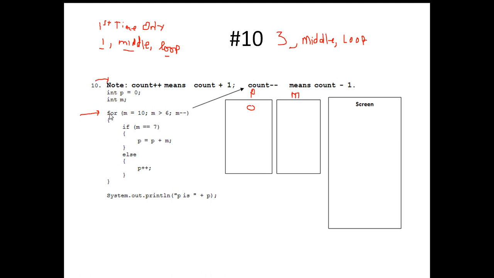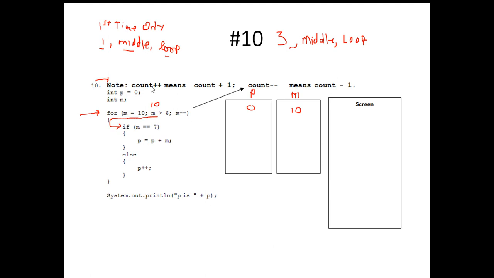So the first line of actual doing something here is we're going to go to the for loop, and again we go to the first argument, and that's where we establish M to be 10. So 10 is assigned to M. It's the only time that we'll do that particular argument. We go to the middle. Is 10 greater than 6? Well, yes it is. And since that's true, now we're going to go from the middle argument, which is always the case, into the loop.